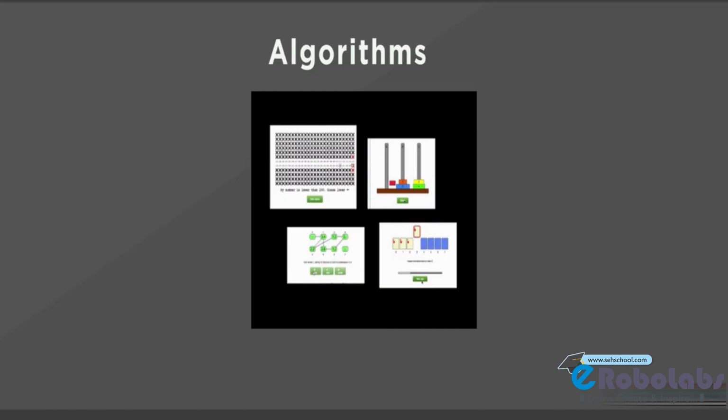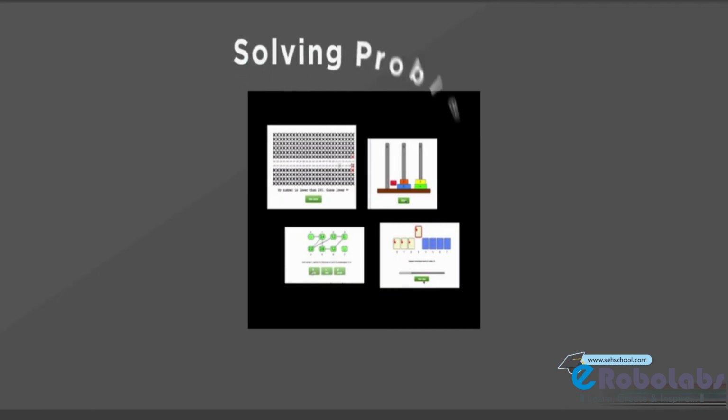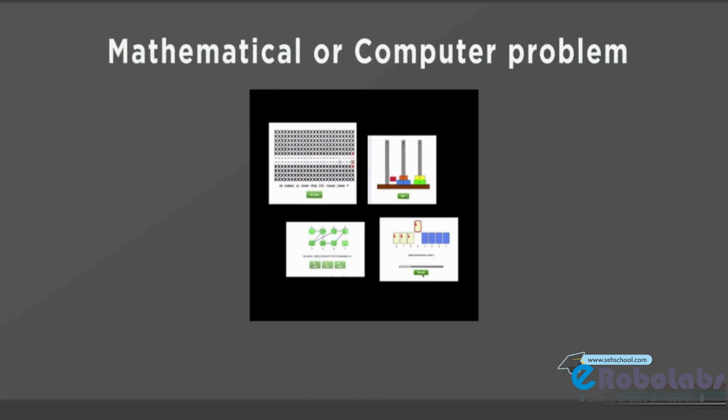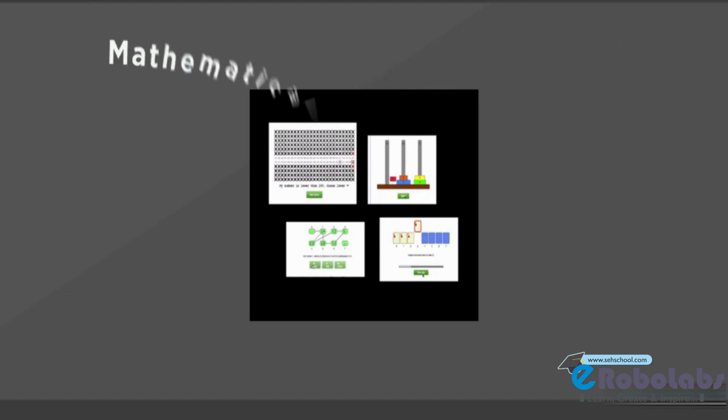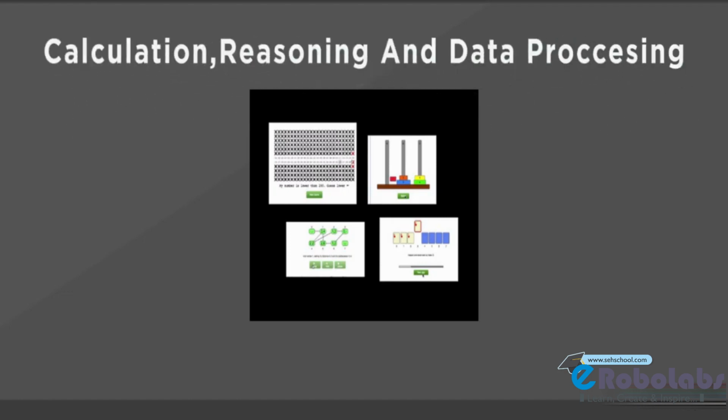Algorithm. To write a logical step-by-step method to solve the problem is called algorithm. In other words, an algorithm is a procedure for solving problems. Algorithm must be written in simple language and in such a way that everyone can understand. In order to solve a mathematical or computer problem, this is the first step of the procedure. An algorithm includes calculations, reasoning, and data processing.